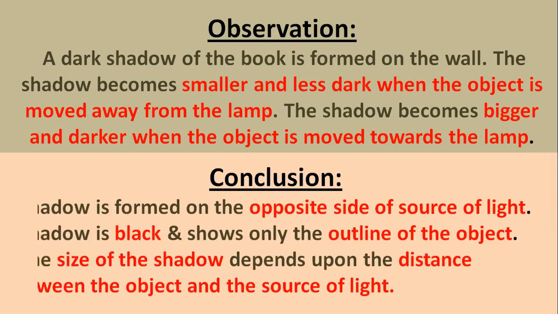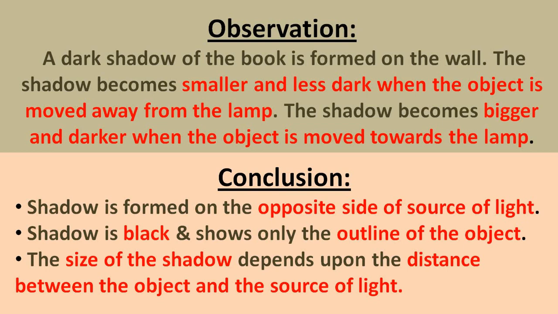So the conclusion is the shadow is formed on the opposite side of the source of light, which you have read in the characteristics. That is first, it is proved. Second, you find the shadow is always black. You find only the outline of the object. And third thing, you find that the size of the shadow also changes and it depends upon the distance between the object and the source of light.